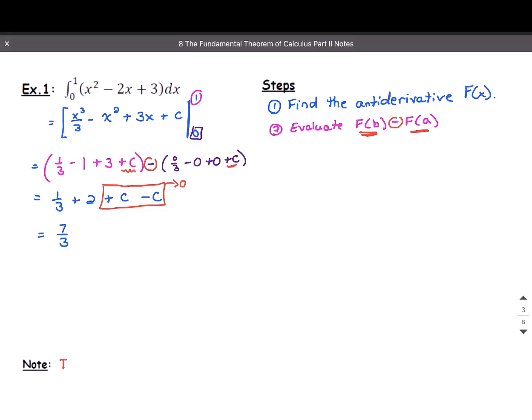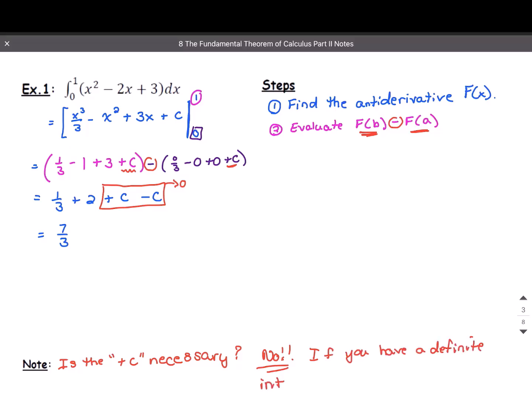So my question to you, is the plus c necessary in this situation? No. If you have definite integrals. Now a definite integral means the lower limit and the upper limit are both numerical values. If we have a definite integral, the arbitrary constant is not necessary.